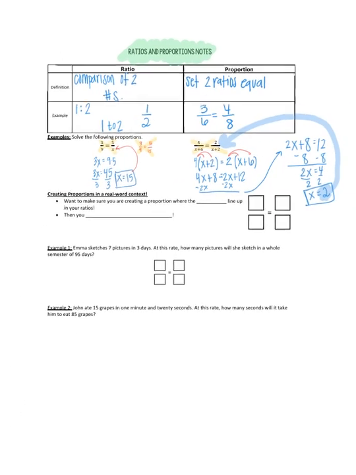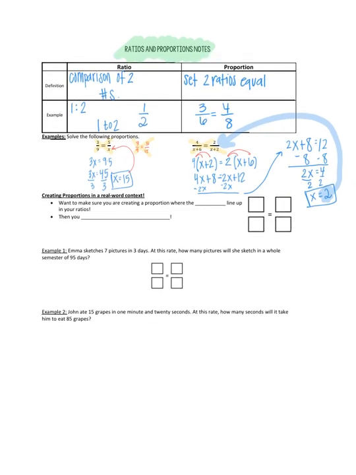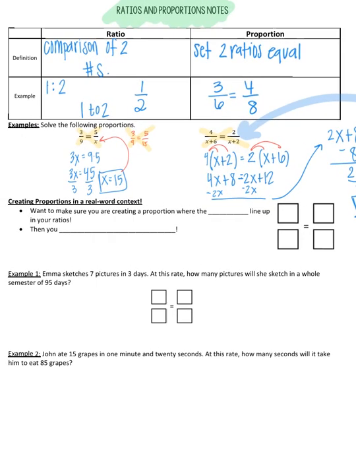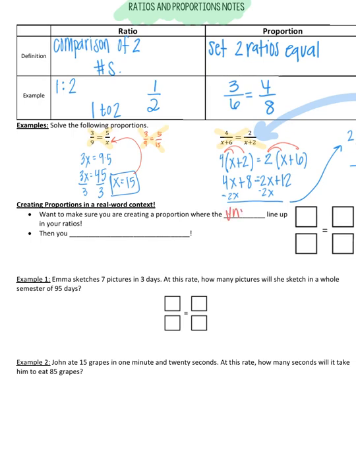When we're dealing with word problems in proportions, you're going to want to remember a couple things. First of all, when you're creating the proportion, you want to make sure you're creating a proportion where the units line up in your ratios. So what I mean by that is you're going to usually be comparing two things. You're going to want unit 1 in the first ratio to go with unit 1 in the numerator in the second ratio. Whatever unit 2 is, if you choose it to be in the denominator, it needs to be in the denominator in the second ratio. Then, just like before, you will cross multiply.